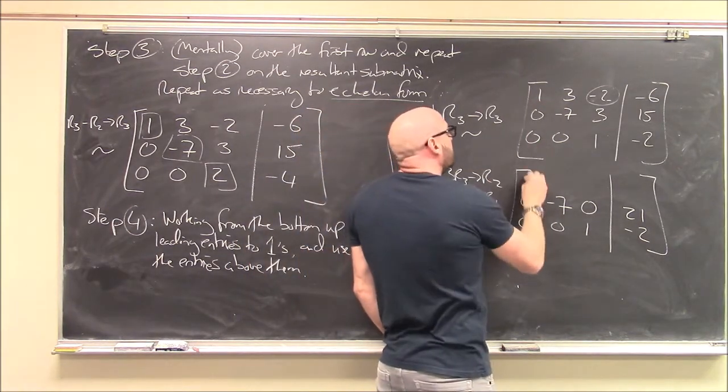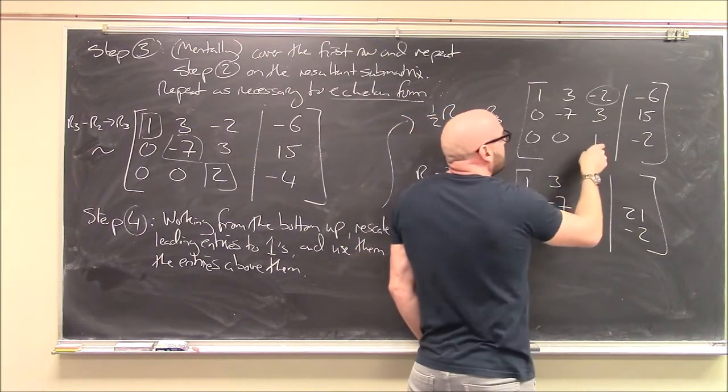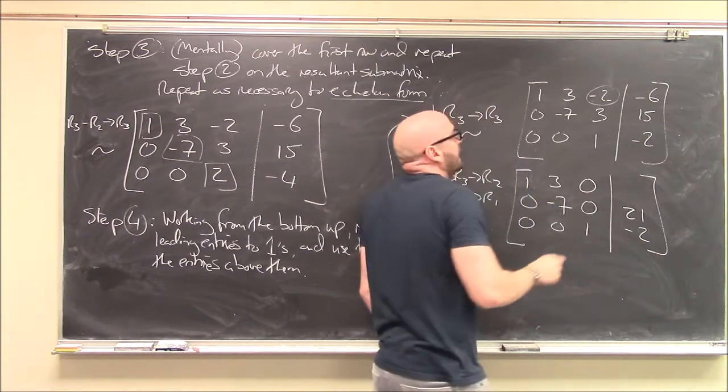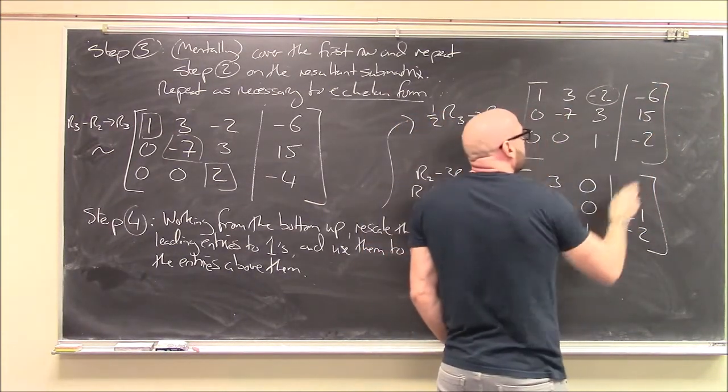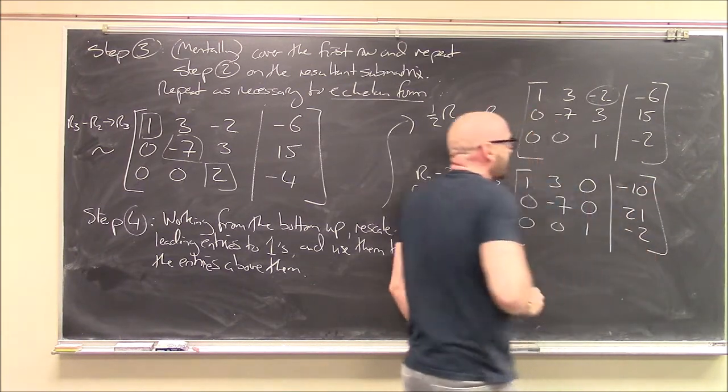1 plus 2 times 0 is 1. 3 plus 2 times 0 is 3. Minus 2 plus 2 times 1 is 0. And minus 6 plus 2 times minus 2 is minus 10.